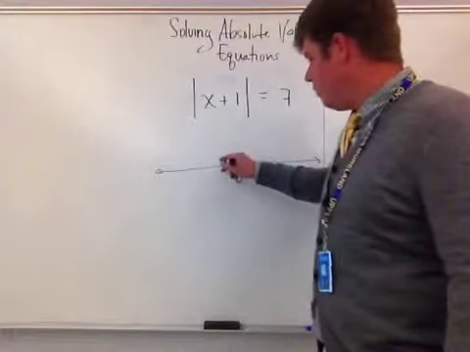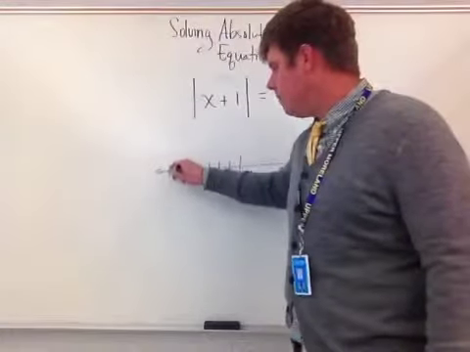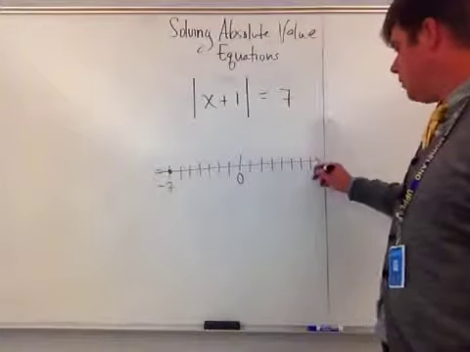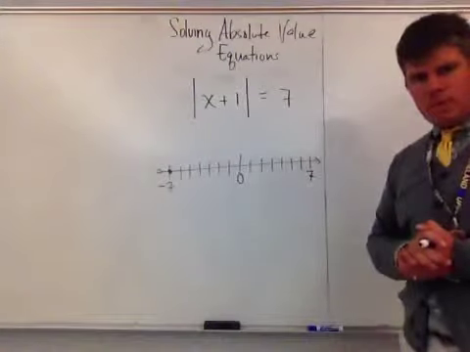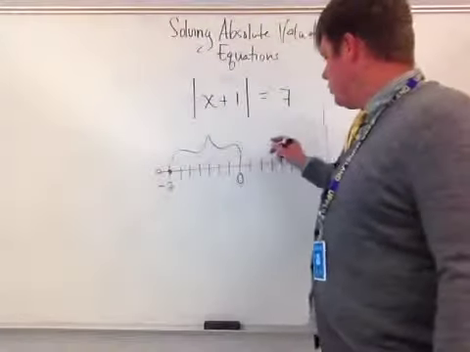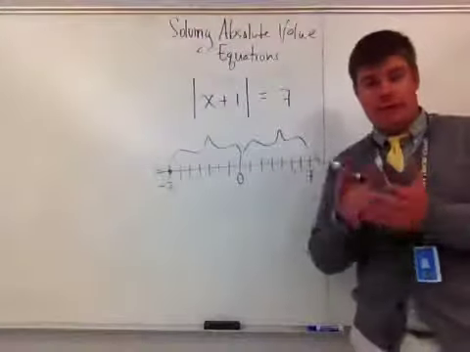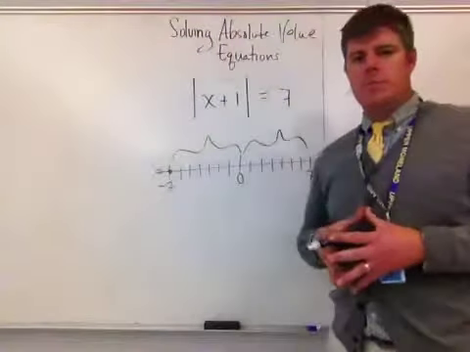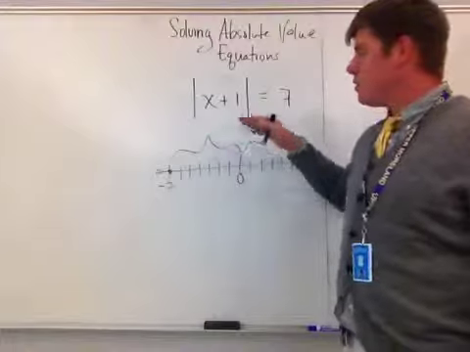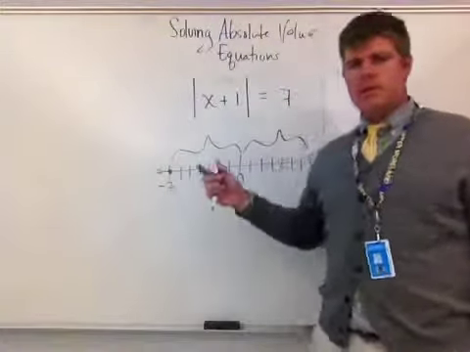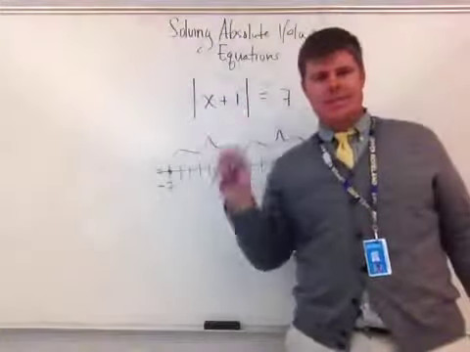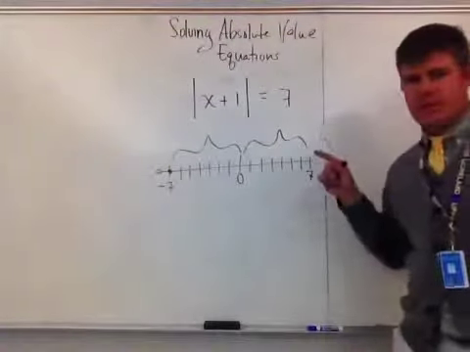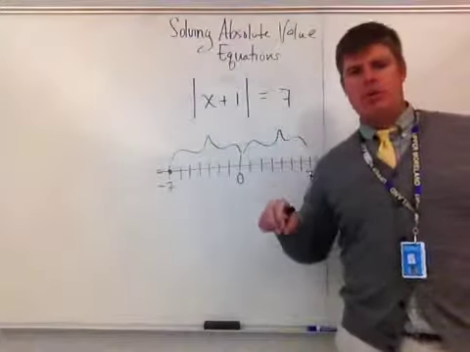Well, if I go left 7, 1, 2, 3, 4, 5, 6, 7, that's negative 7. If I go right 7, 1, 2, 3, 4, 5, 6, 7, that's positive 7. So these are my two equidistant values, which are negative 7 and 7. However, my equidistant values are being represented by this expression of x plus 1. So this expression of x plus 1 must simplify to either negative 7 or positive 7. So how am I going to figure out what they are? Well, let's make an equation.